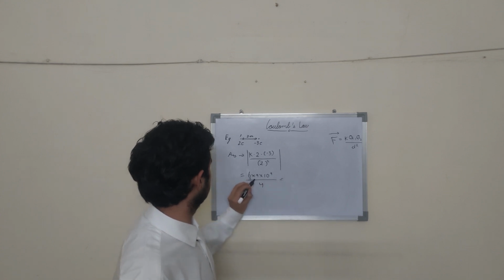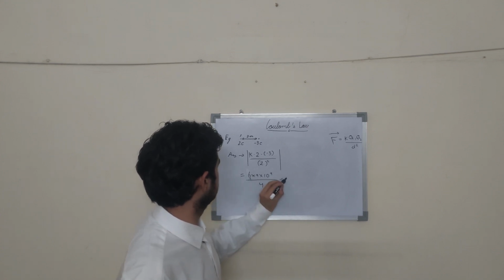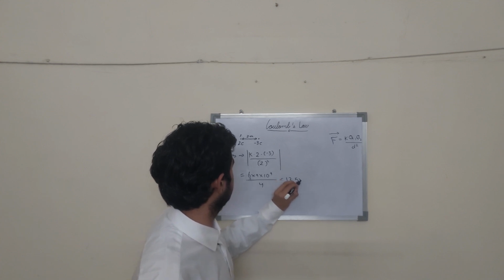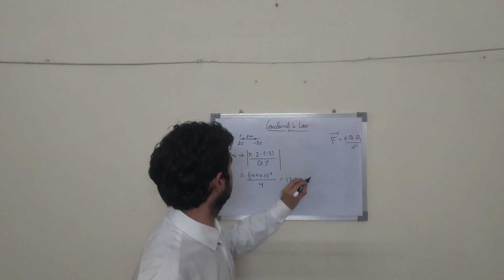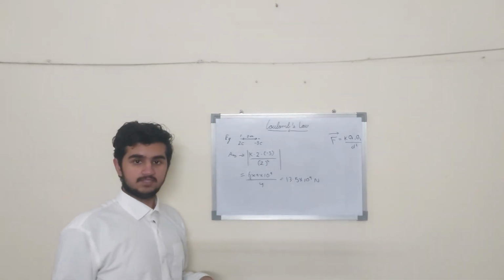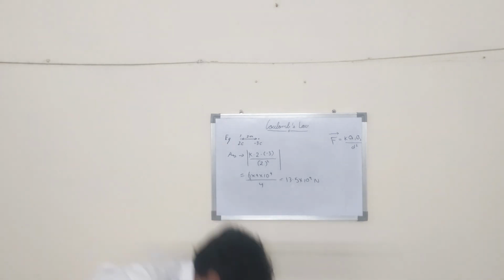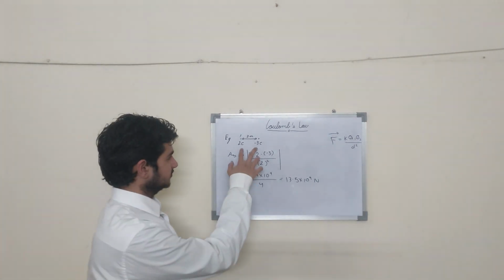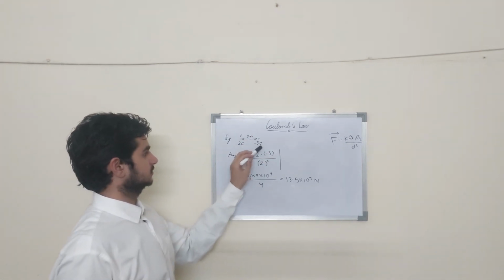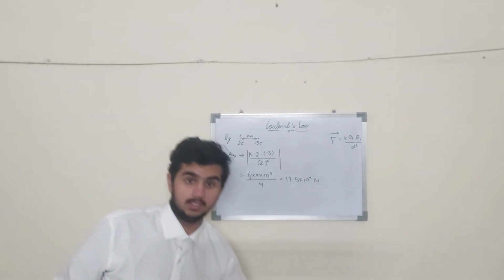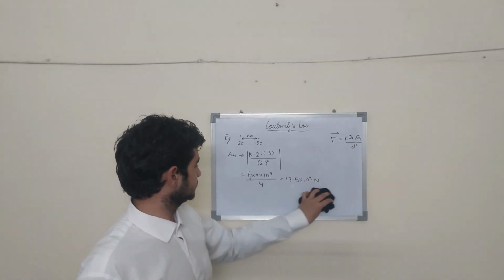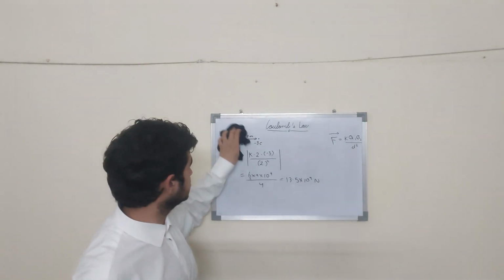That is 13.5 into 10 to the power 9 Newton. So this is the magnitude of it, and what would be the direction? The direction would be towards each other, because they are unlike charges, they would be attracting each other. This was a pretty basic question. Let's move on to the next example.